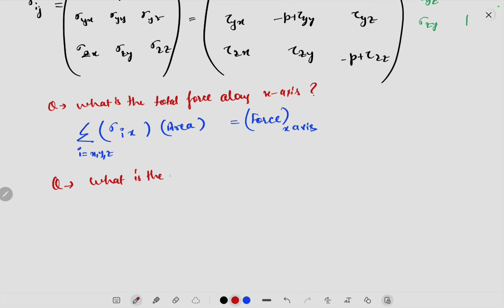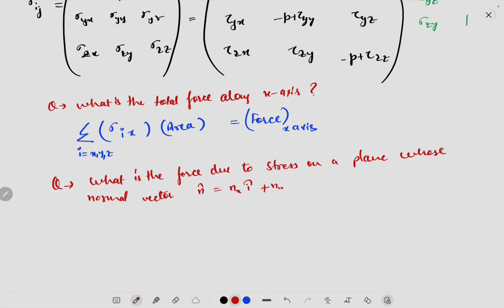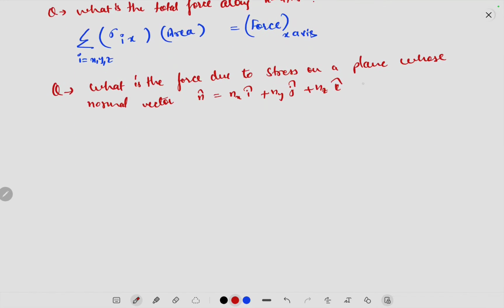Now let's say I give you a question: what is the force due to stress on a plane whose normal vector is given as n hat equal to nx i hat plus ny j hat plus nz k hat? So what is your answer?